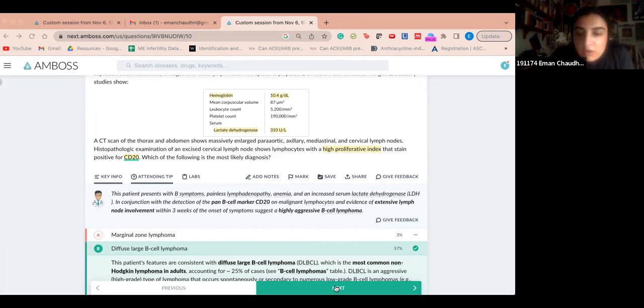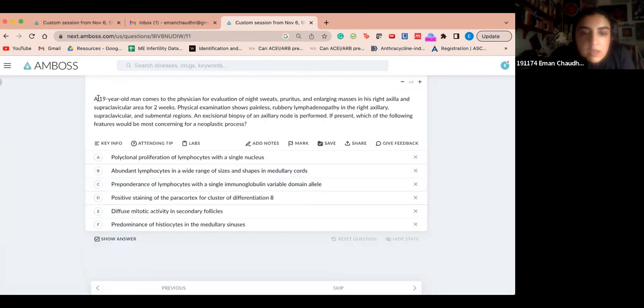All right. Now, next one. Quickly. 19-year-old man comes to the physician for evaluation of night sweats, pruritus, and enlarging masses in the right axilla and supraclavicular area for 2 weeks. Painless rubbery lymphadenopathy, right axillary, supraclavicular, and submental regions. Excisional biopsy is performed. If present, which of the following features would be most concerning for neoplasm?